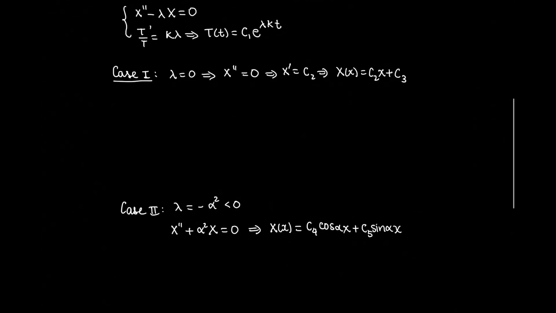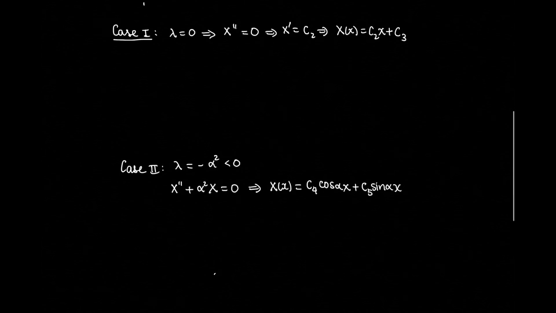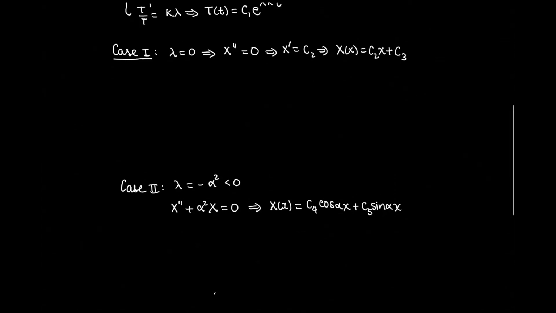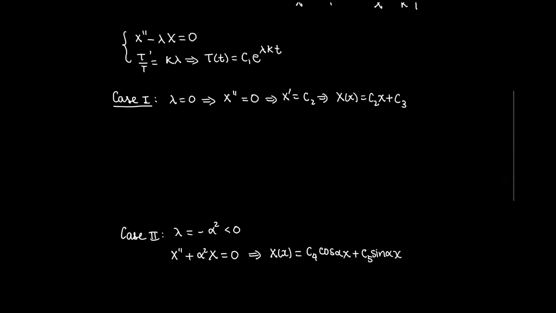Okay, I'll just stop here for the sine. I won't go for the case where I get a hyperbolic sine and cosine, because usually they don't lead to the solution. So I'll just stop at case 1 and case 2. Now I need to find the constants C2, C3, C4, and C5.